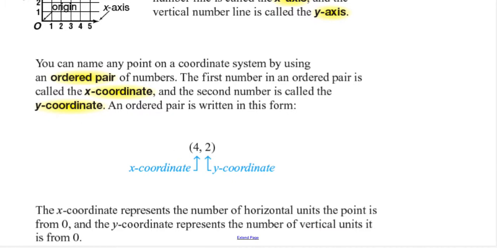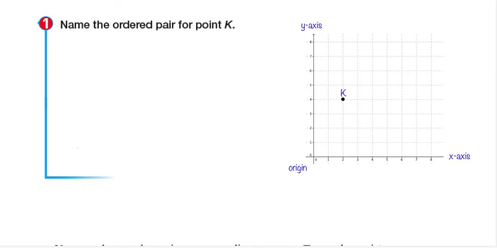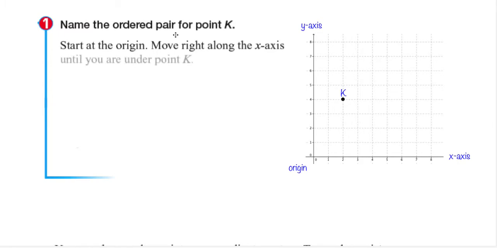Okay, how does that work? Let's look at example number 1. Name the ordered pair for point K. To be able to name that ordered pair, let's follow these simple directions. First, start at the origin, which is in this area right there, and then move right along the x-axis until you are under point K. So you move right along the x-axis until you are under point K. So 1, 2, there you go. I'm now under point K.